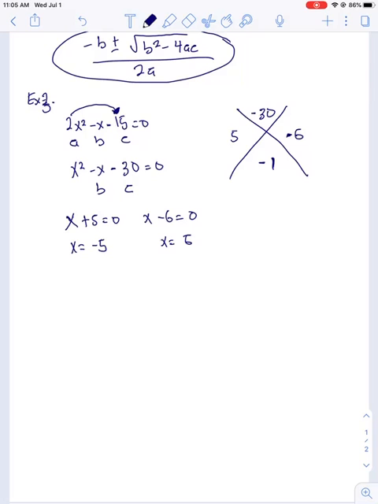Alright, let's go ahead and do another one that is a little bit different from this one too, just to give you a little bit more ways of solving this problem.